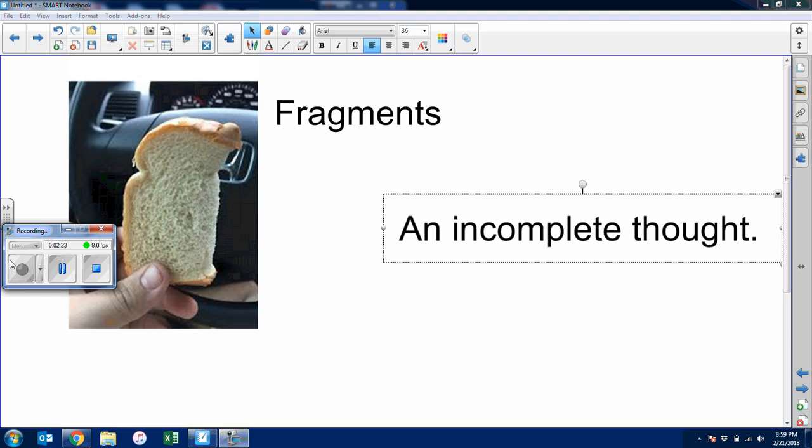Our other type of sentence is called a fragment, and a fragment is simply an incomplete thought. In this case, I have half a piece of bread, because that's an incomplete piece of bread right there. Some of it's missing. And in a fragment, we have an incomplete thought. Part of the sentence is missing.